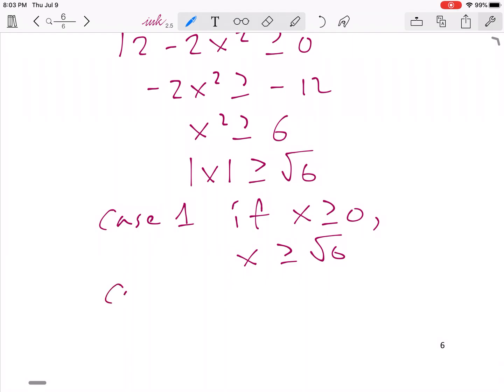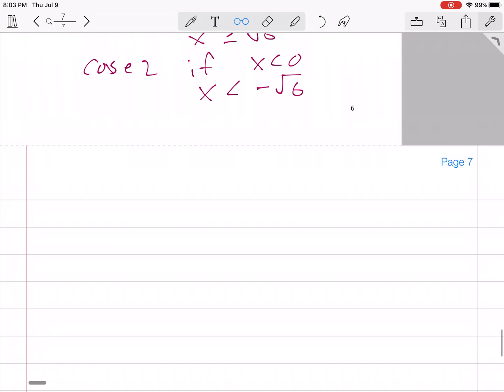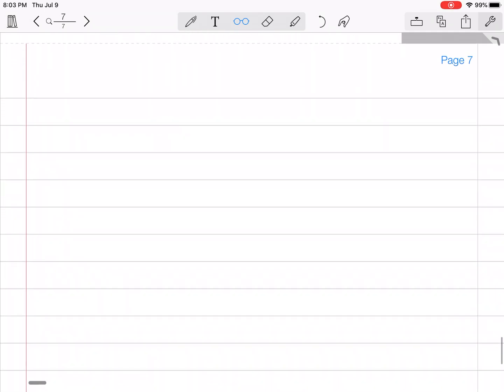And then the second case would be if x is less than 0, then x has to be less than negative root 6. Okay, so again, the idea behind the restriction is to validate your answer. And you're looking to see if there are any extraneous answers. Okay, so let's do the algebra now.